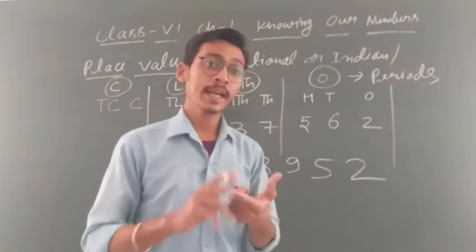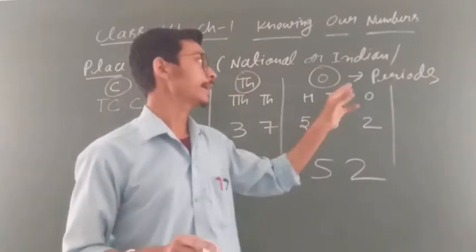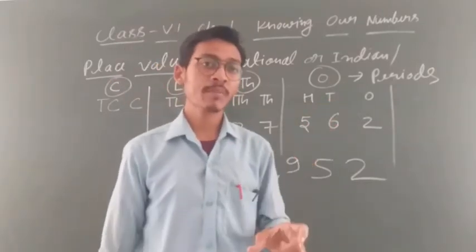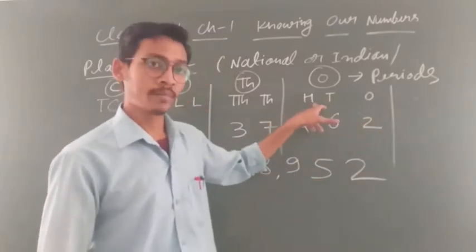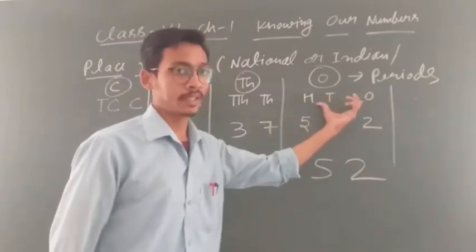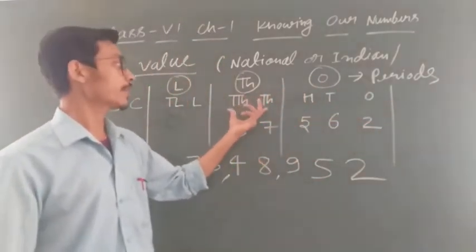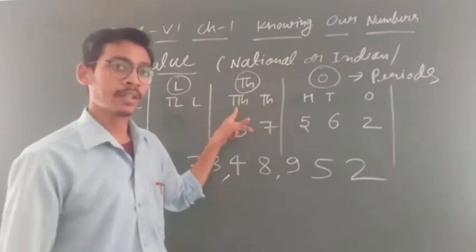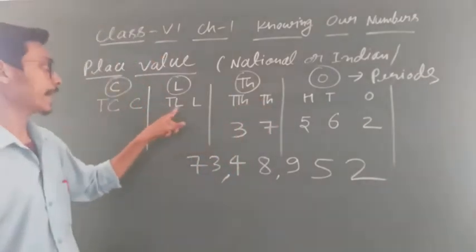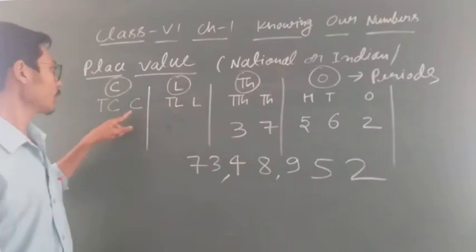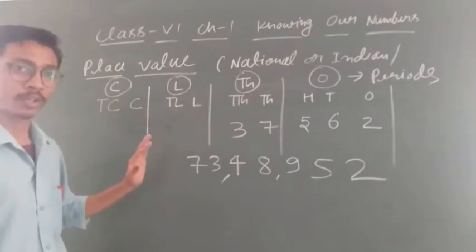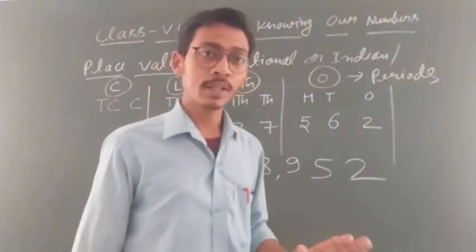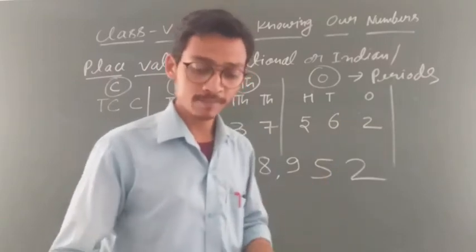In the national or Indian place value chart, students, the first comma you will put after hundreds because this comes in the first period. The second comma you will put after thousands and ten thousands. Then the third comma you will put after lakh and ten lakh. Further, the fourth comma you will put after crore and ten crore. So this is about the national place value chart.